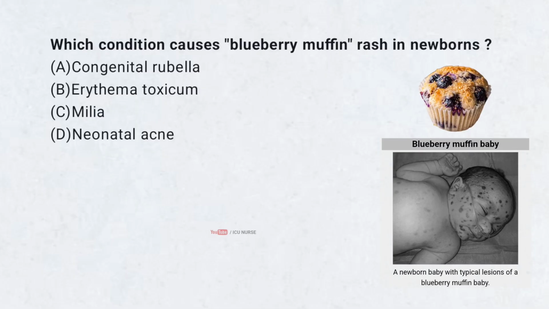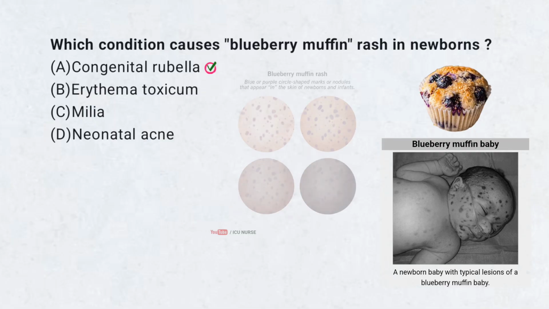Which condition causes blueberry muffin rash in newborns? A. Congenital rubella. B. Erythema toxicum. C. Milia. D. Neonatal acne. Correct answer A. Congenital rubella.